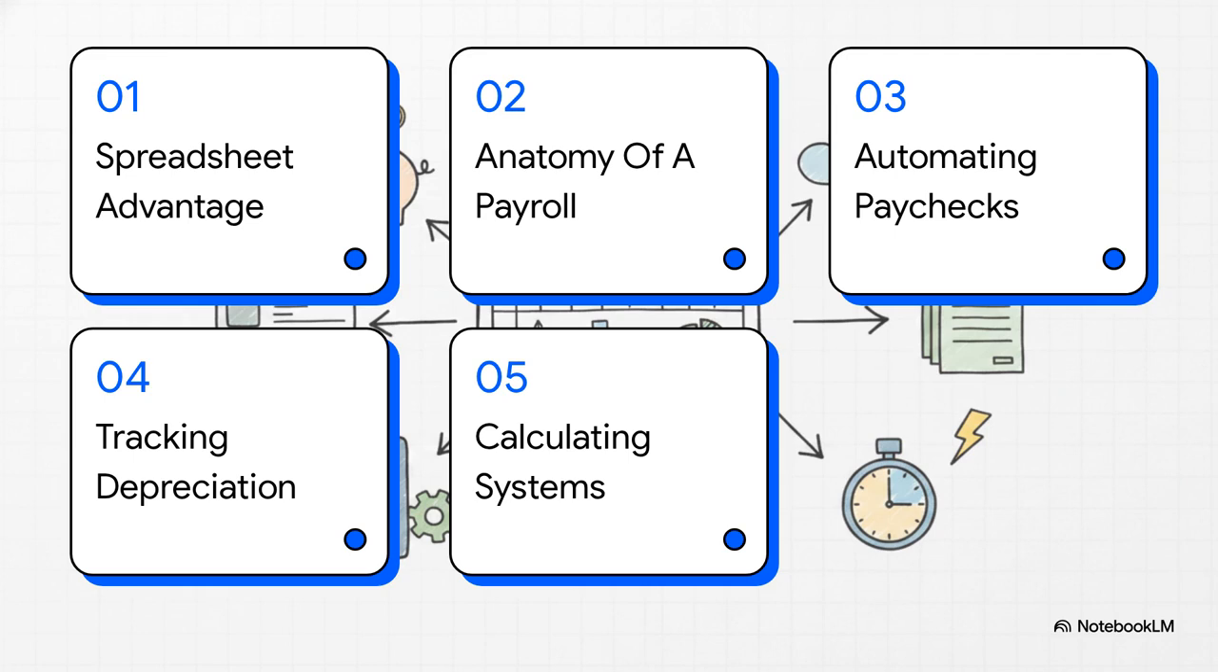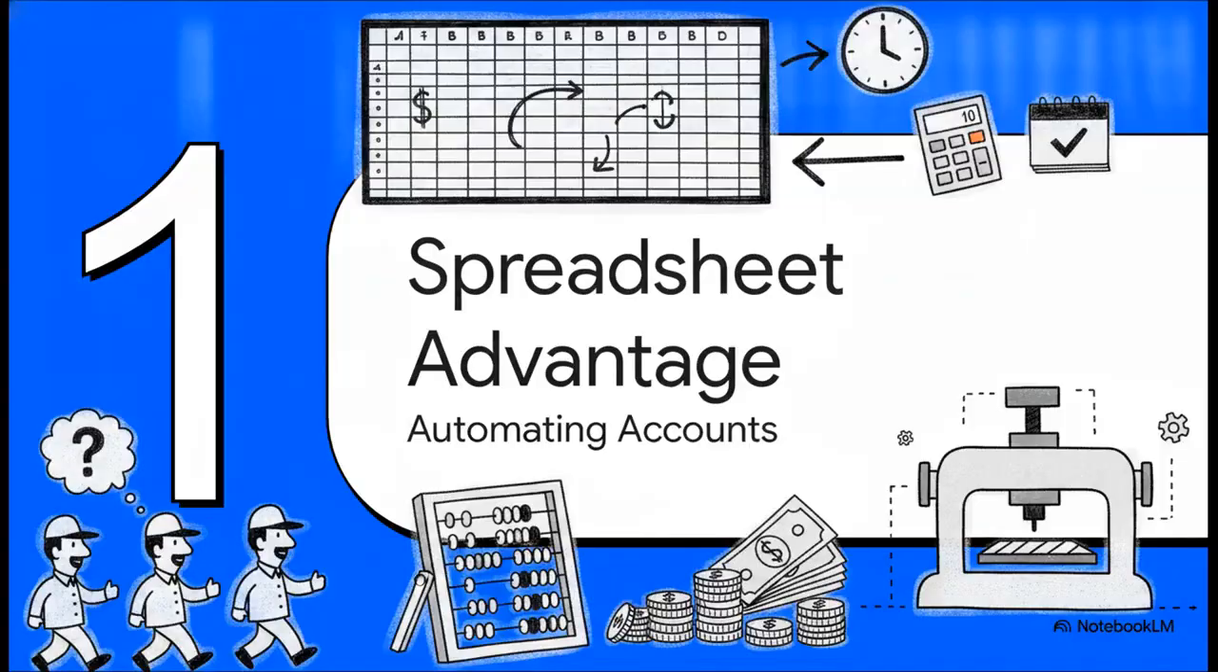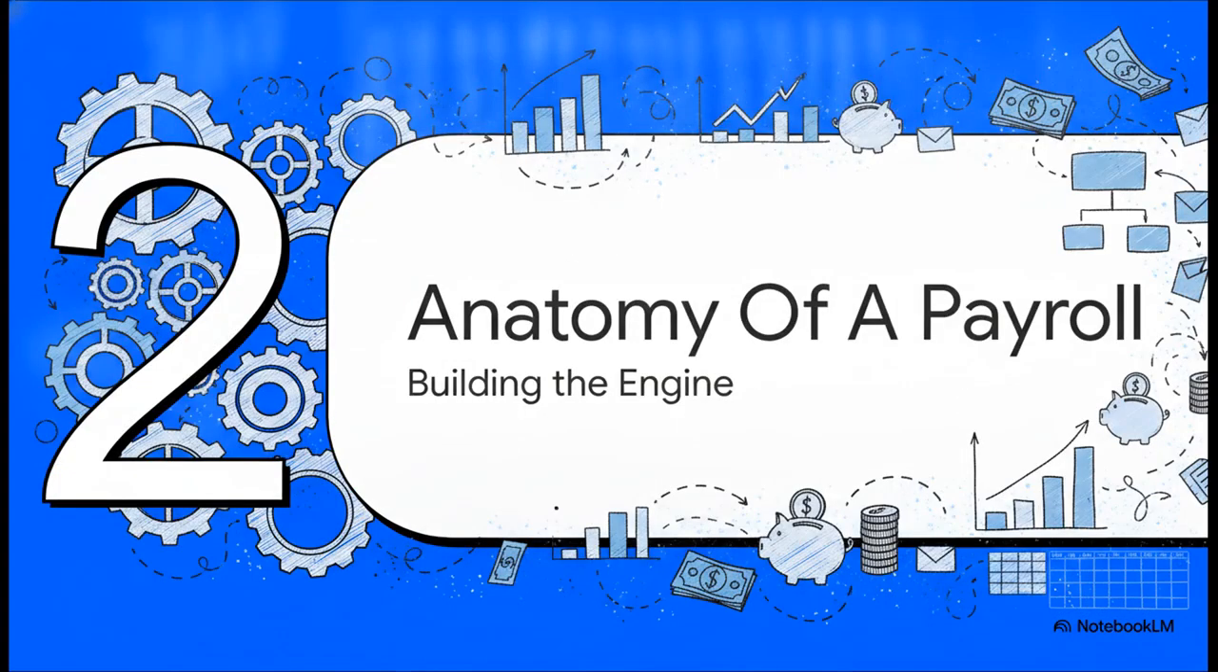Okay, let's take a quick look at our roadmap for today. We're covering the spreadsheet advantage, the anatomy of a payroll, automating the paycheck, tracking asset depreciation, and finally, calculating depreciation systems. Let's jump right into Section 1, the spreadsheet advantage. Moving on to Section 2, anatomy of a payroll.